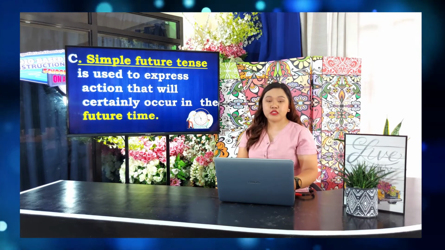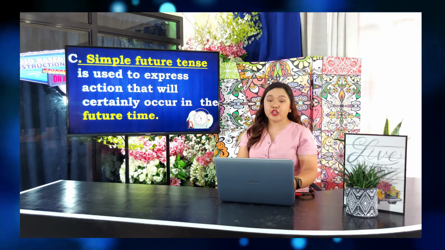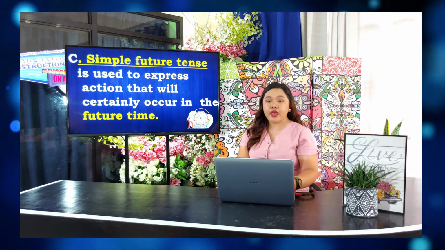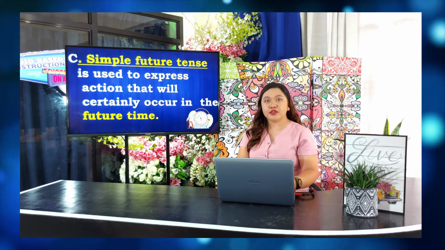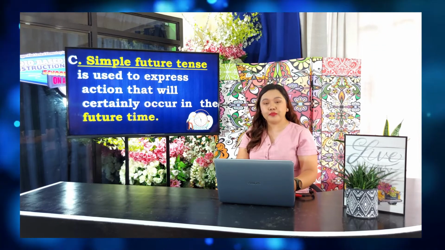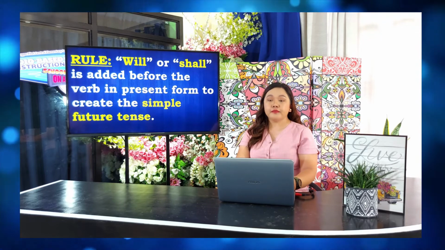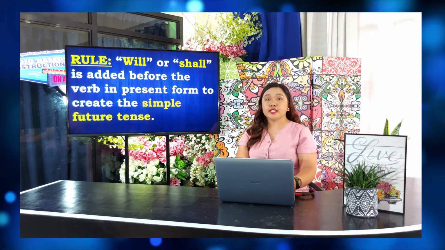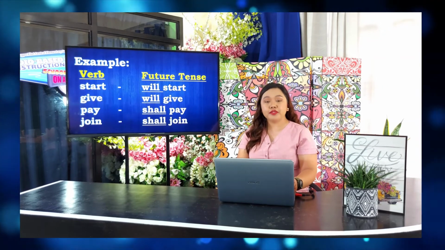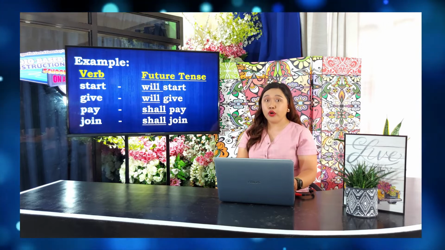Now let's proceed to the simple future tense. It is used to express action that will certainly occur in the future time. How to form the future tense of the verb? Will or shall is added before the verb in present form to create the simple future tense. For example, we have the verb start. The future tense is will start or shall start.